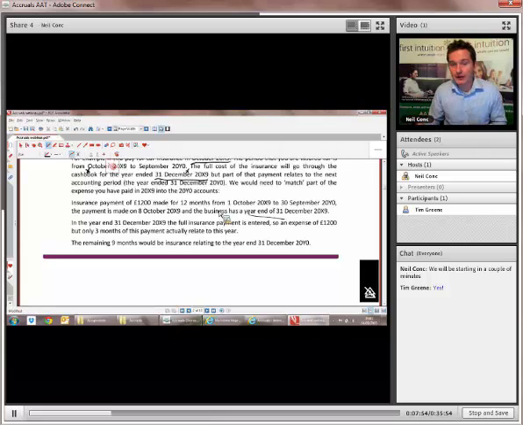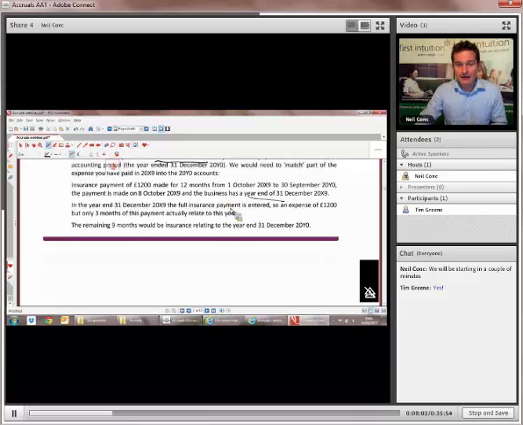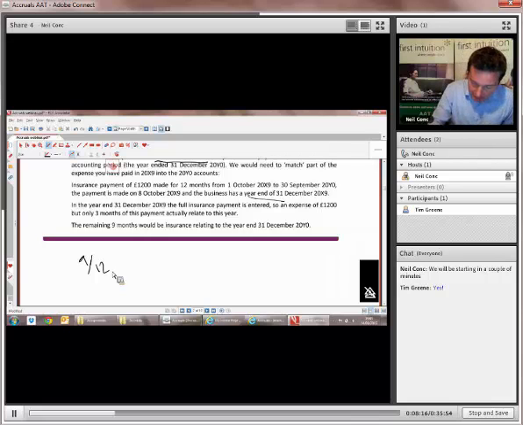We haven't used 9/12 of the car insurance, so that's January to September 2010. So we need to prepay 9/12 of the bill. With the prepayment, we're getting rid of what we don't need, whereas with accrual, we're bringing in what we do need. So if the expense was £1,200, we want rid of 9/12.